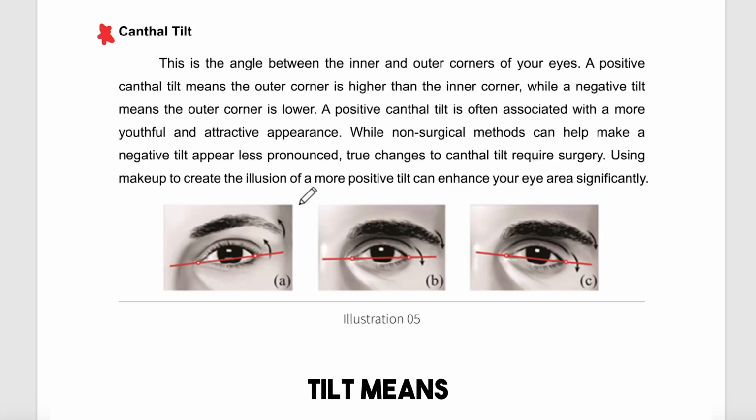A positive canthal tilt means the outer corner is higher than the inner corner. While the negative tilt means the opposite, the outer corner is lower, and that's over here. So this is positive and this is negative, simply put. And of course, a positive canthal tilt is often associated with a more youthful and attractive appearance because of the overall support and structure of the face.